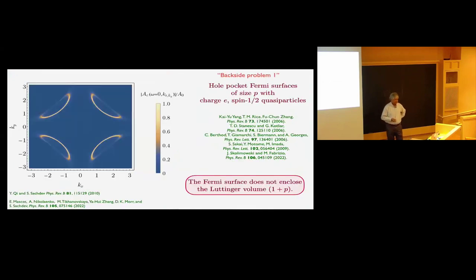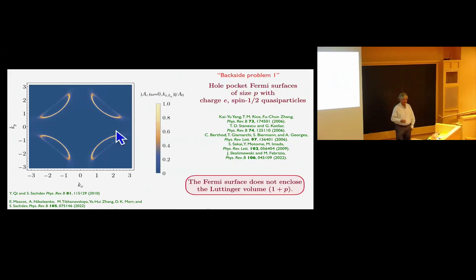Okay, so what are the models that have been around? There have been many, many models, and essentially all of them assume these arcs are the front sides of some hole pockets. So this is an unusual state of matter, postulated or obtained in various DMFT-like calculations, where you get spectra somewhat like this. And this introduces what I'll call backside problem 1, which I won't really solve, which is, well, what about the backside? Has the backside ever been seen in any experiment, the backside of this pocket?